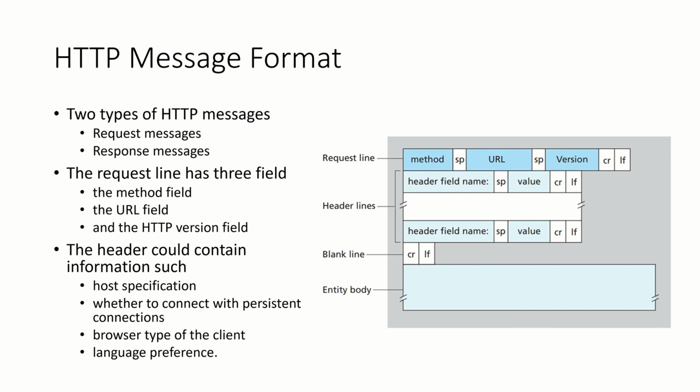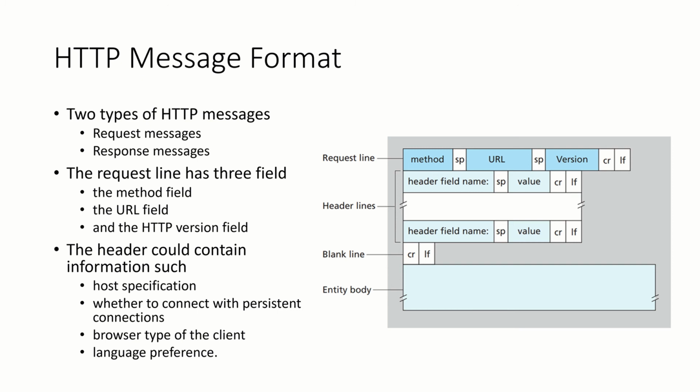The request line has three fields: the method field, the URL field, and the HTTP version field. The method field can take on several different values, including GET, POST, HEAD, PUT, and DELETE. The great majority of HTTP request messages use the GET method. The GET method is used when the browser requests an object, with the requested object identified in the URL field.